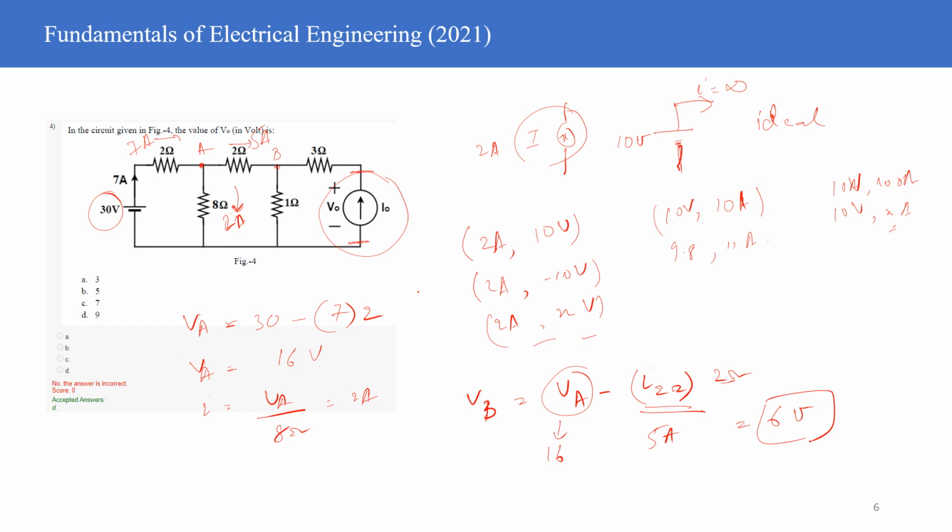Now if I have this, what is this? This is nothing but VB, right? I have just calculated this. So VB is nothing but 6 volt. Now if I have the value of VB as 6 volt, the current here is going to be 6 divided by 1, that is 6 ampere, right?